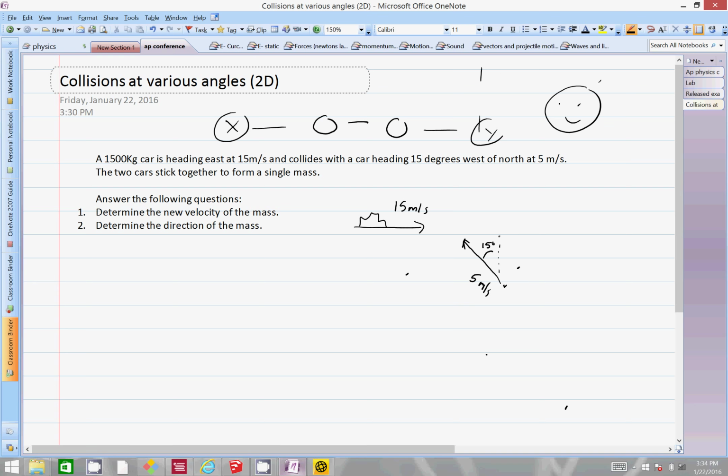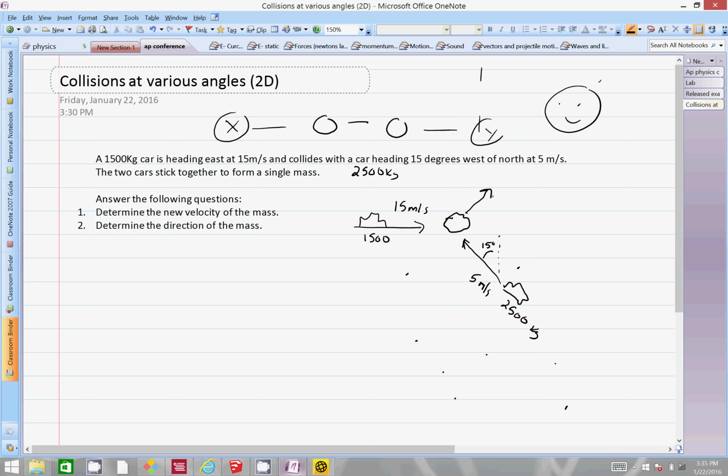This is also a car. It has a mass of, well, the first one is 1,500 kilograms. And let's say the second car, I don't give a mass, let's say this guy is 2,500 kilograms. And this thing forms a conglomerate mass that will then simply travel at some angle like that.